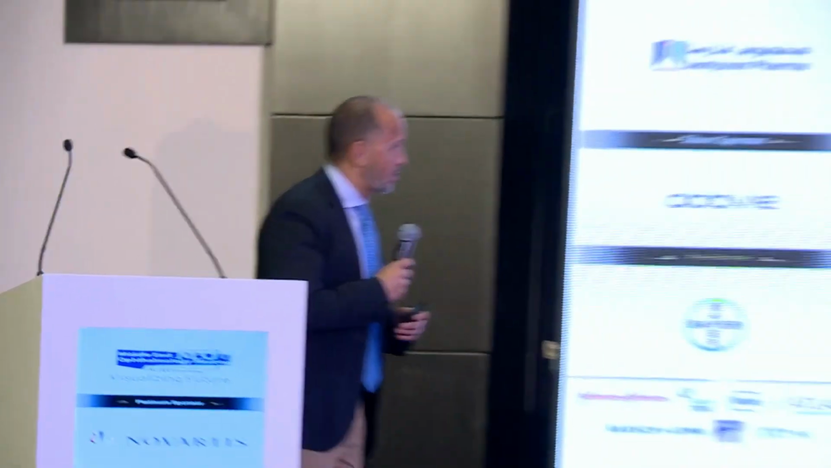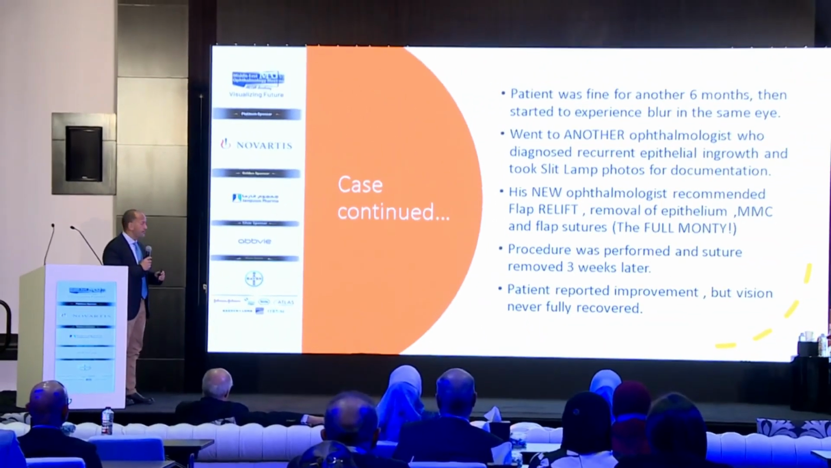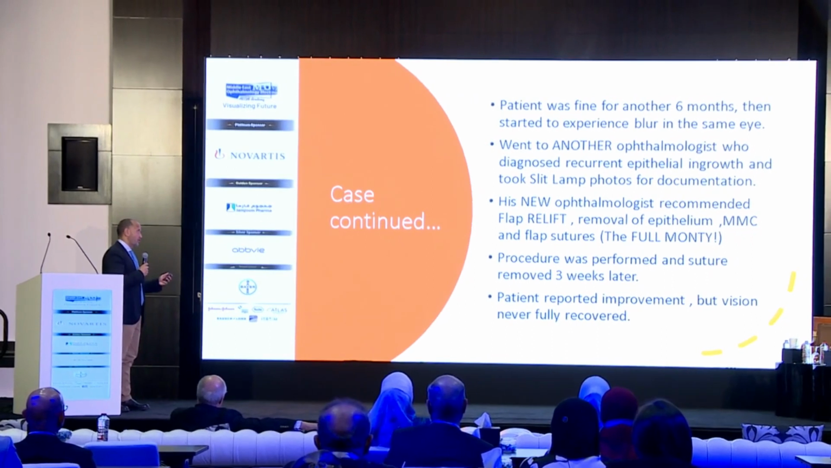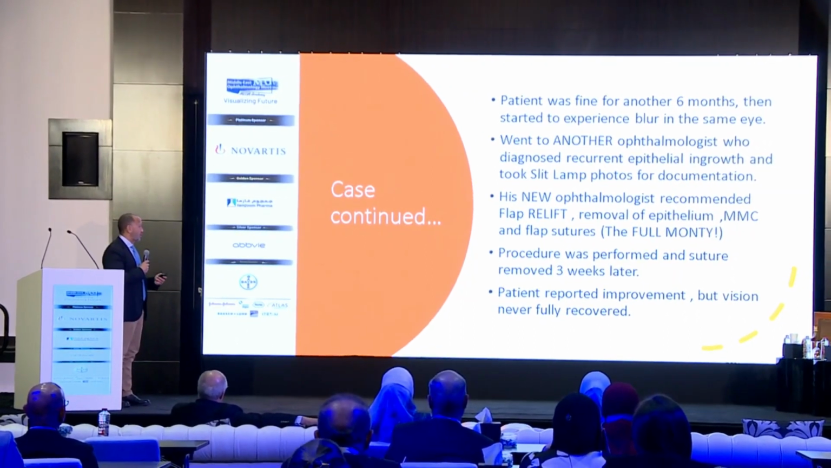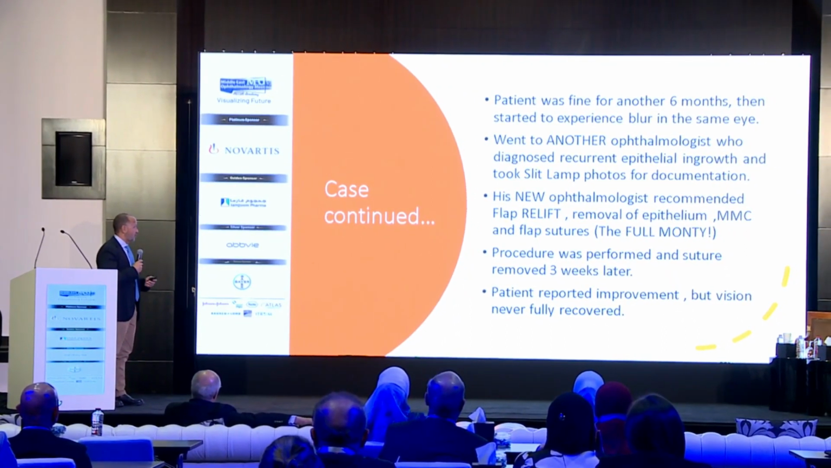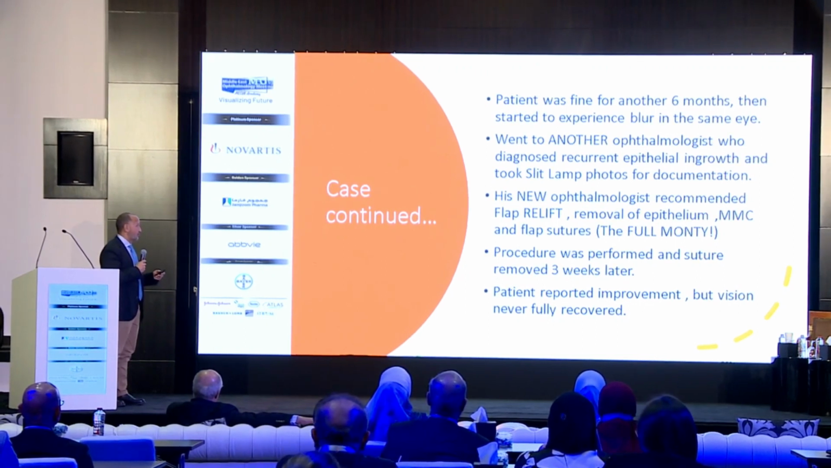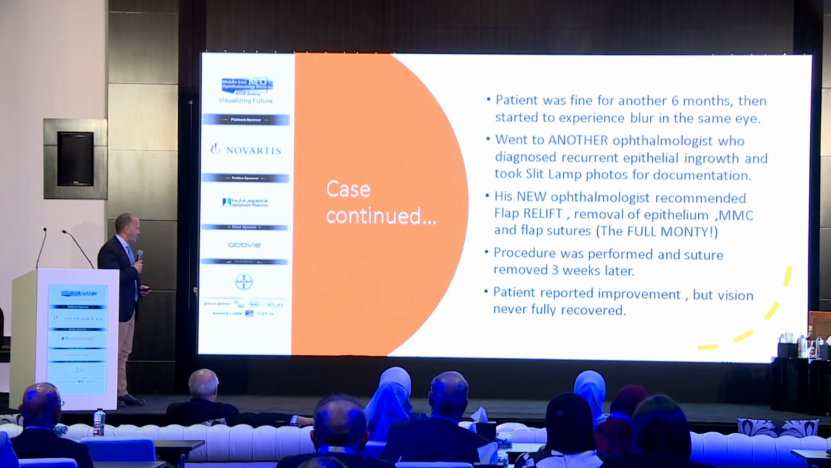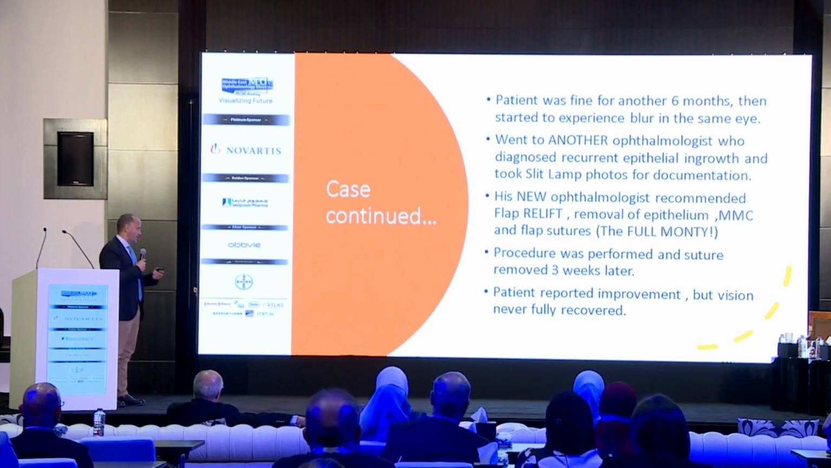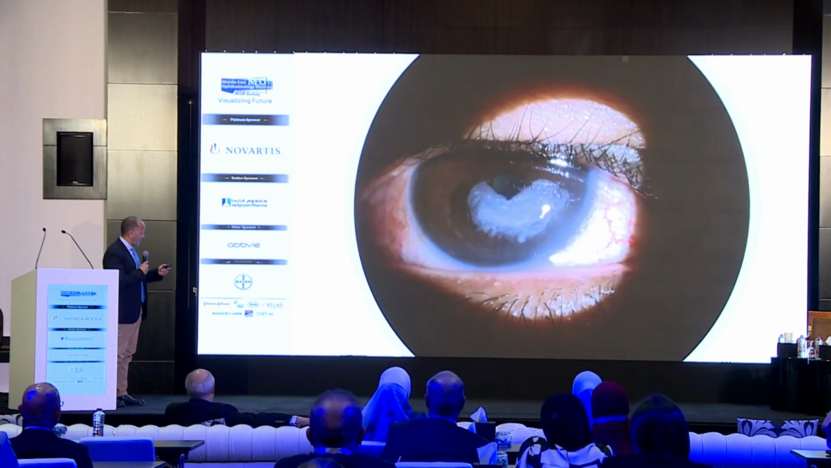Then the patient started to experience blur in the same eye. Went to another ophthalmologist who diagnosed recurrent epithelial ingrowth and took slit lamp photos for documentation. His new ophthalmologist recommended flap relift, removal of the epithelium, mitomycin C, and flap suturing. So everything, all that we have in our armamentarium. And the procedure was performed and suture removed 3 weeks later. Patient reported improvement, but vision never fully recovered.